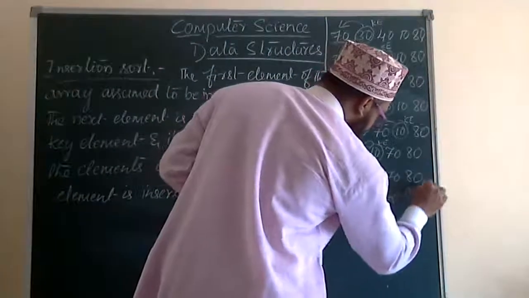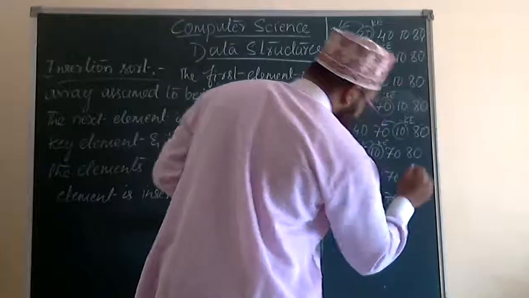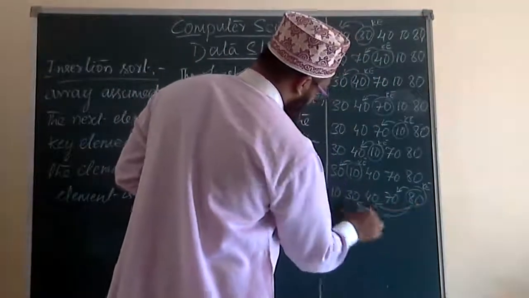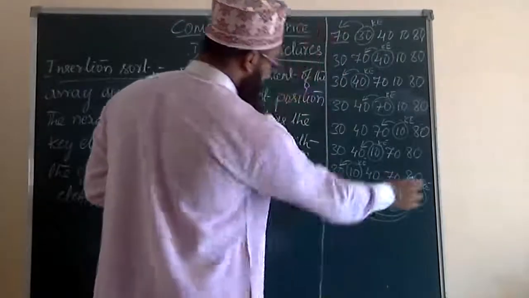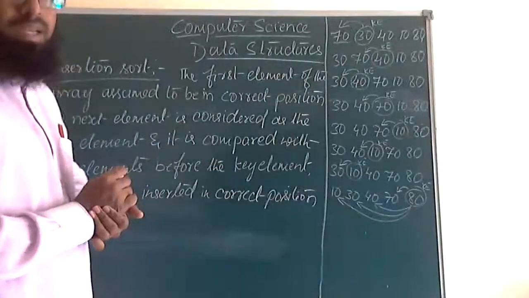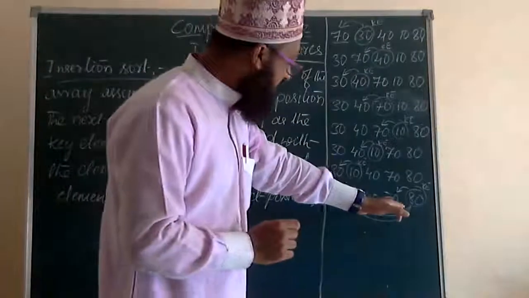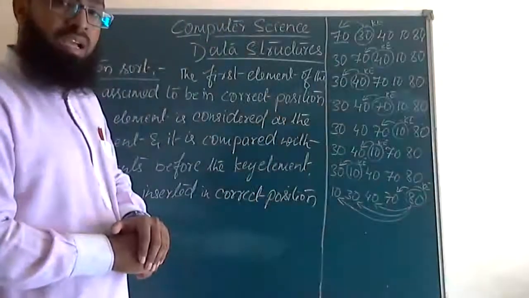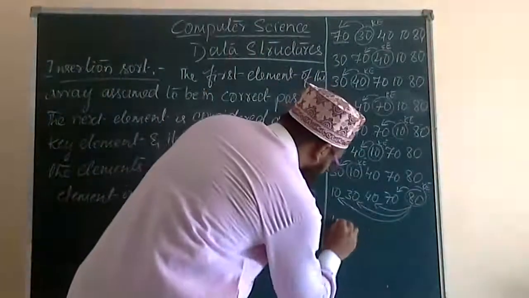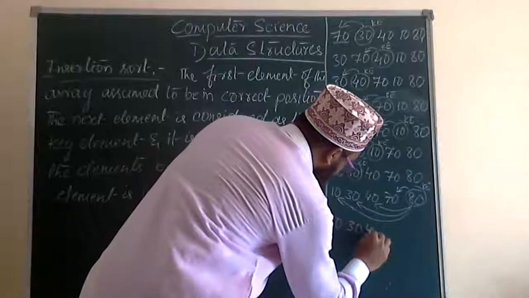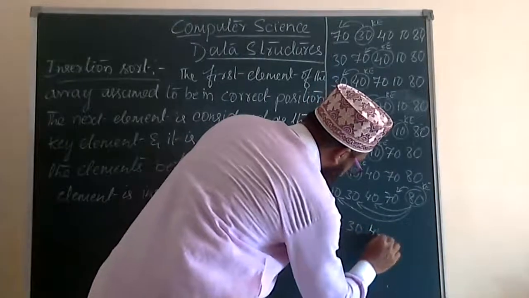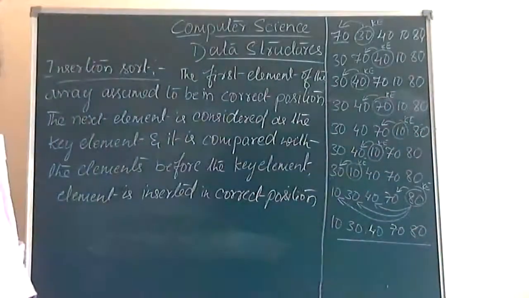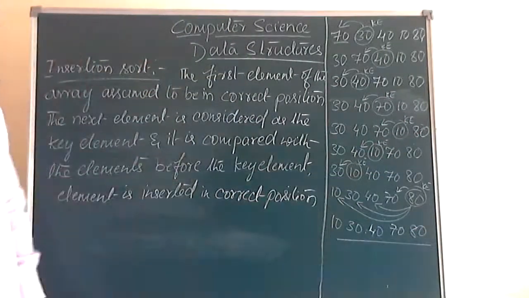So think of this as the key element and compare with 70. Or if you try to compare with every element, at that time also 80 is greater than all the elements. If you compare with 70 or 40 or 30 or 10, 80 is greater than every element, so no changes will take place. The elements will remain as is. So finally, we have got the sorted list of elements. Like this, the insertion sort will work.